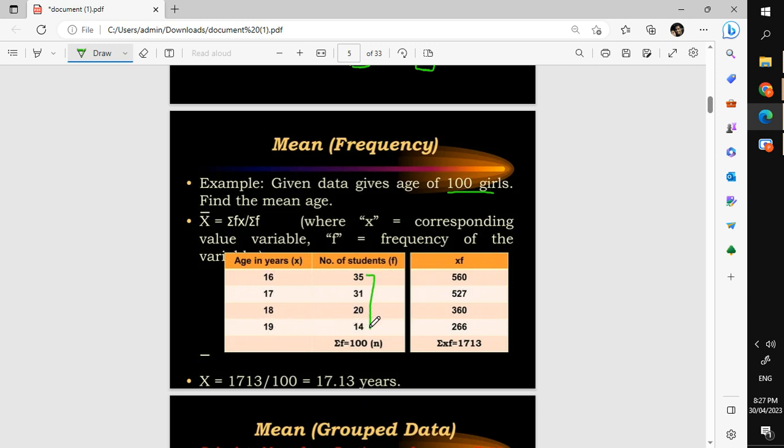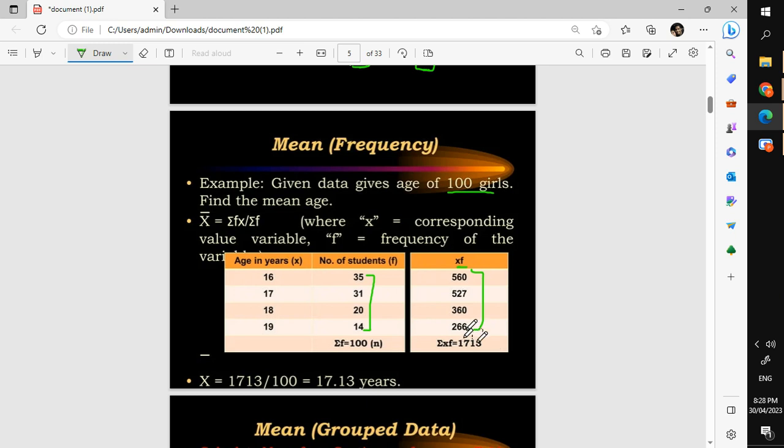So we will be adding this. The total is 100. Then we multiply 16 times 35 because we have x times f. So 16 times 35 is 560. 17 times 31 is 527. 18 times 20 is 360. 19 times 14 is 266. Then we get the total value, which gives us 1,713.